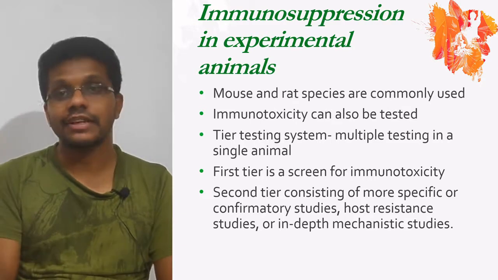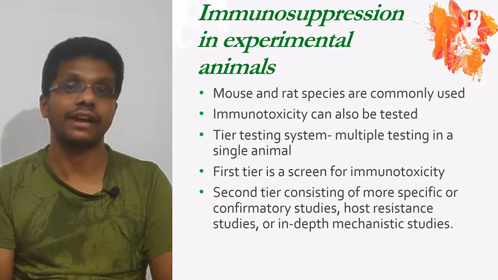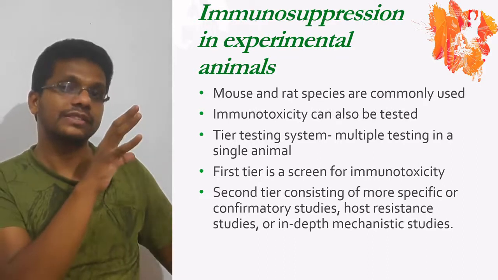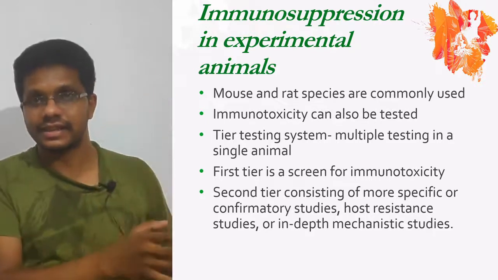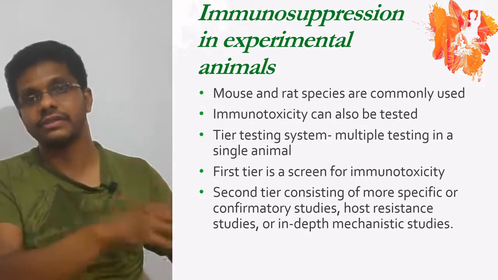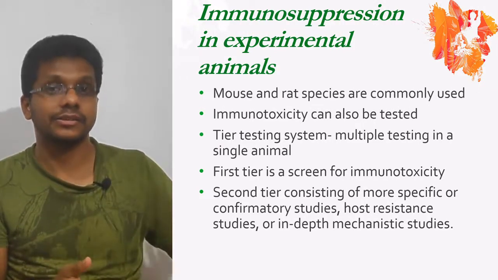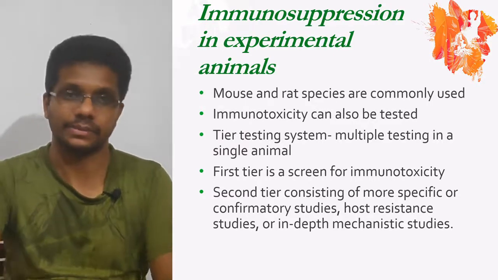In the second tier, we will have a more detailed study to see whether the compound actually has an immunosuppressive capacity. For the screening of immunosuppression, first we will do a T cell assay or B cell assay. If the compound has some activity, we will take it to the animal experiment. Sometimes, even without doing this assay, we can take the compound directly into the animal experiment.